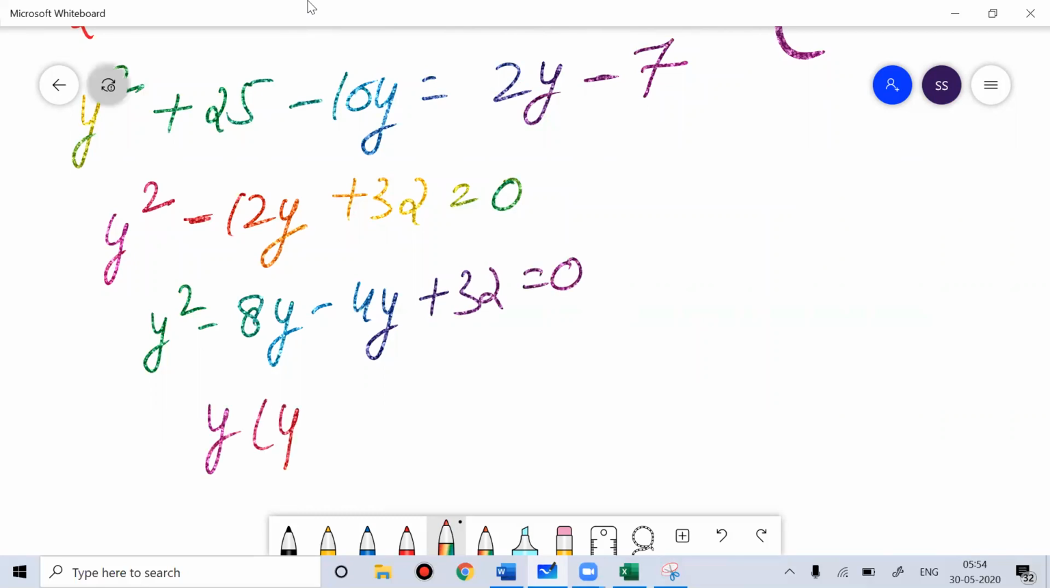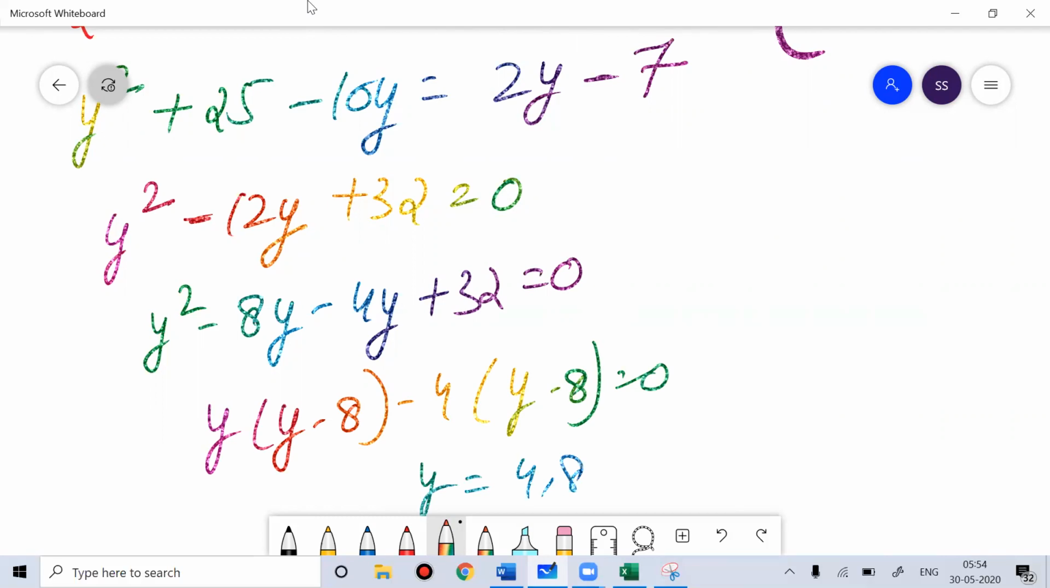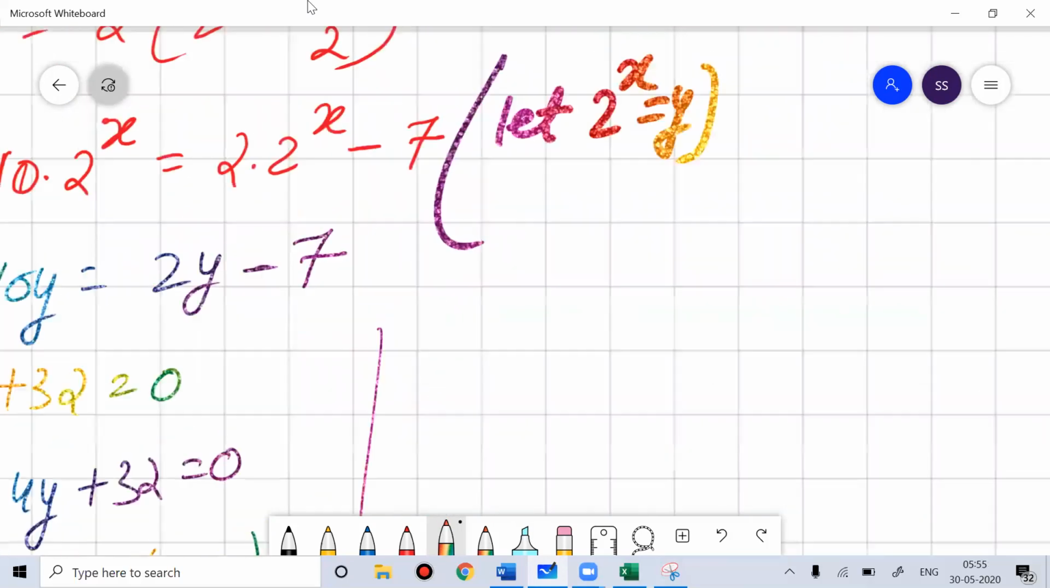So this is y square minus 8y minus 4y plus 32 is equal to 0. So y minus 8 minus 4 into y minus 8 is equal to 0. The y value you get is 4 and 8. What is y? y is 2 to the power x.